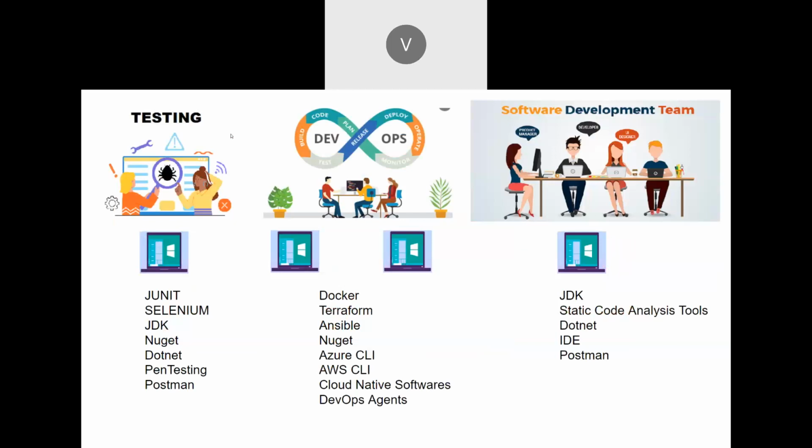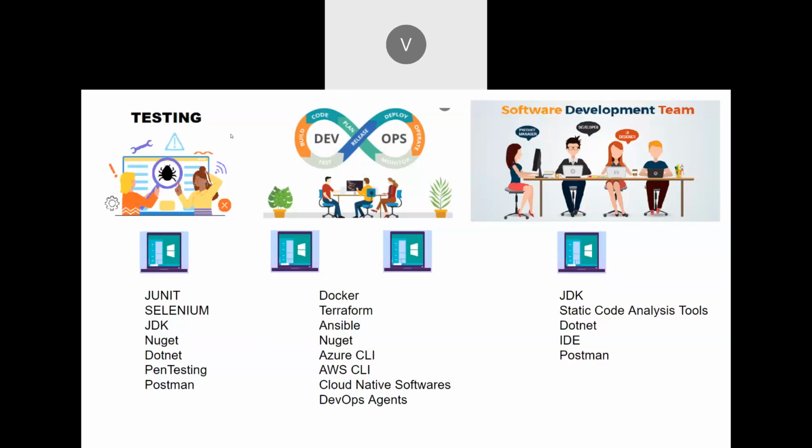So as I mentioned, for a testing team, when we create VMs, we might need JUnit installed in it, Selenium, and JDK. When we talk about DevOps teams, they would like to have Docker, Terraform, Ansible, NuGet packages, Azure CLI, and AWS. So there are a lot of prerequisites which DevOps teams, testing teams, and software developer teams would need.